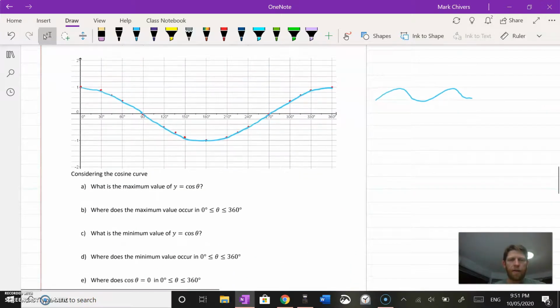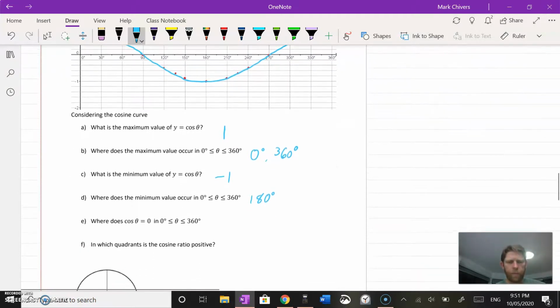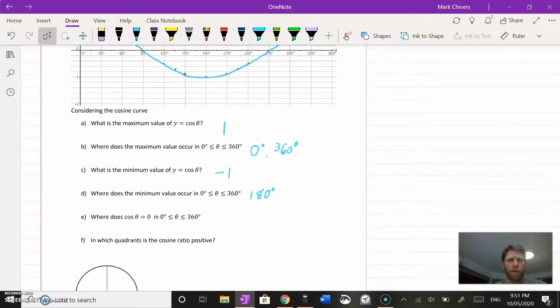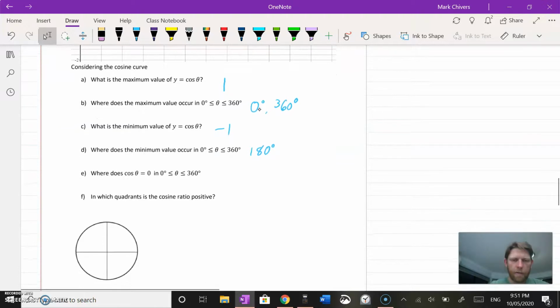What's the maximum value? Well, once again, that's going to be 1. And where does that occur? Well, that happens when we've got 0 degrees or 360 degrees. And the minimum value is -1, and that happens at 180 degrees, just the once on this particular graph. Where does cos theta equal 0? Well, it equals 0 at 90 and 270 degrees.